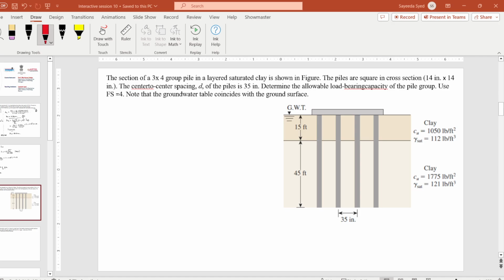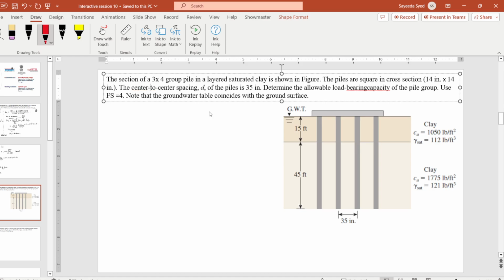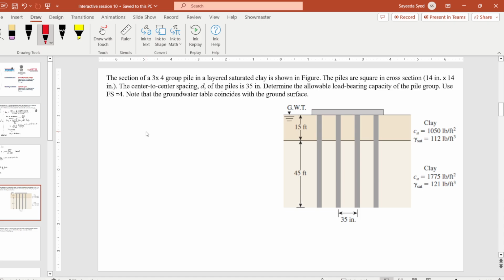A section of a 3 into 4 pile group in a layered saturated clay is shown in the figure. The piles are square in cross section, 14-inch into 14-inch, and the center to center spacing D is 35-inch. Determine the allowable bearing capacity of the pile group. Use a factor of safety of 4. Note that the groundwater table coincides with the ground surface. Okay, so let's start with this example.